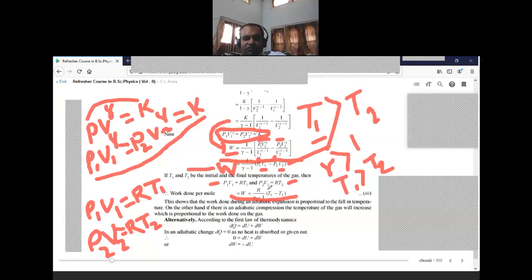Let us see what is written here. This shows that the work done during an adiabatic expansion is proportional to the fall in temperature, T1 minus T2. On the other hand, in an adiabatic compression the temperature of the gas will increase, and that is proportional to the work done. So when expansion is there, T1 is greater than T2. When compression is there, the gas temperature will rise, that means T2 will be greater than T1. But if I ask you in an examination to calculate the work done in an adiabatic expansion, this is the one you have to use. In adiabatic expansion, when the gas does work, the gas volume expands, and with the expansion of the volume its temperature falls. I hope this is clear.